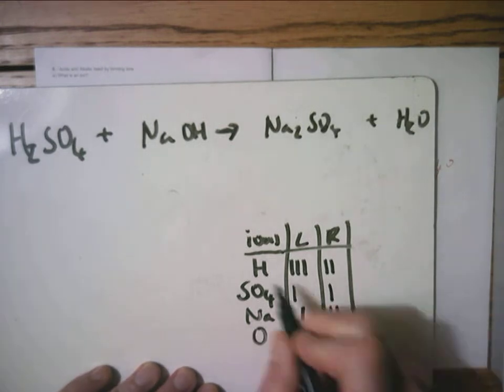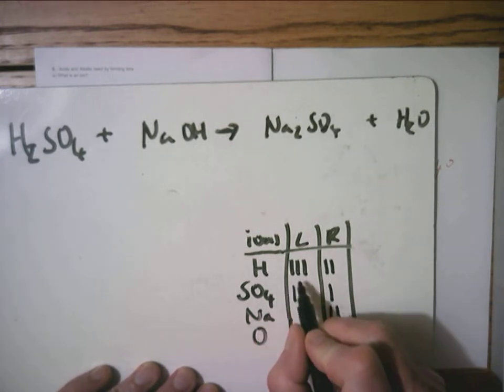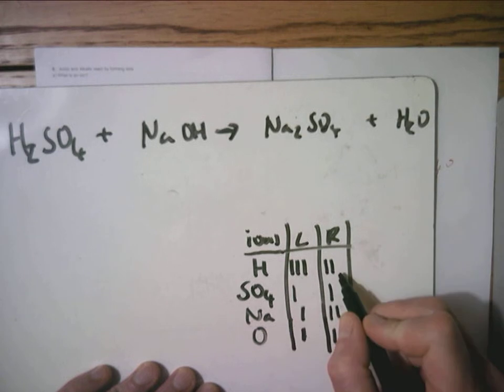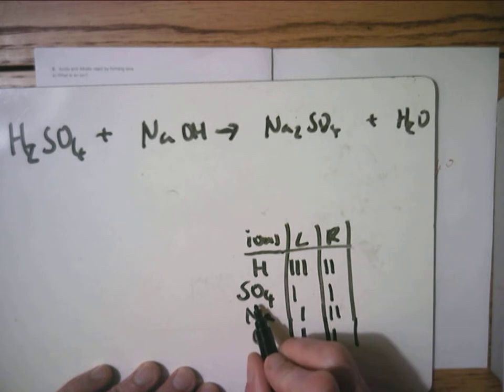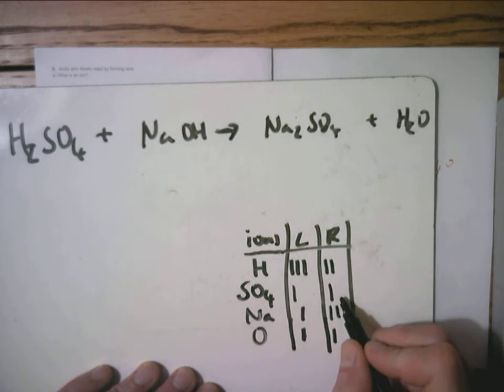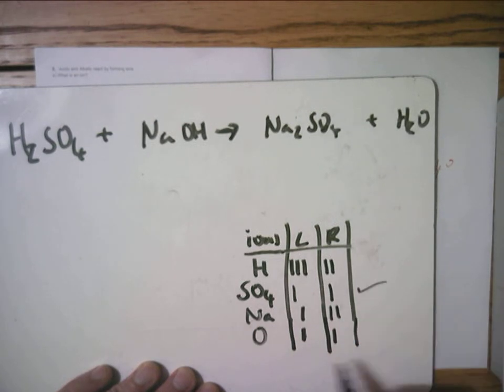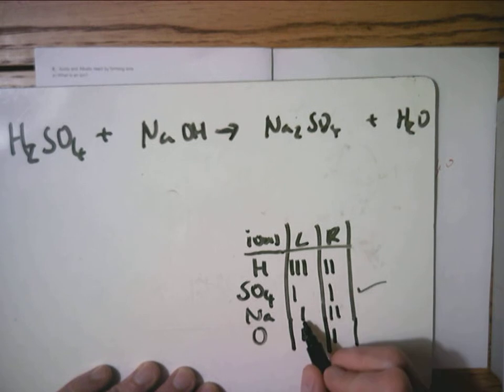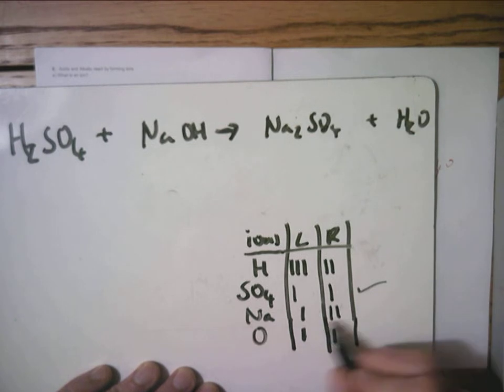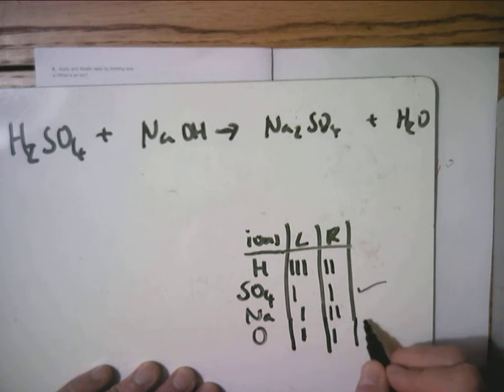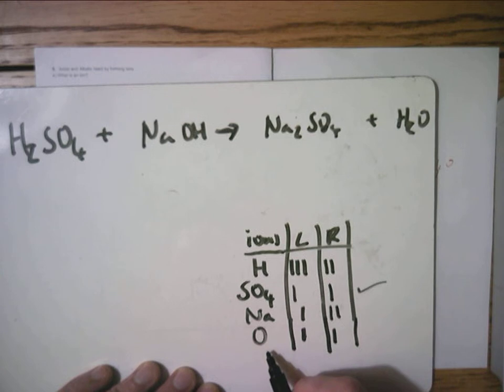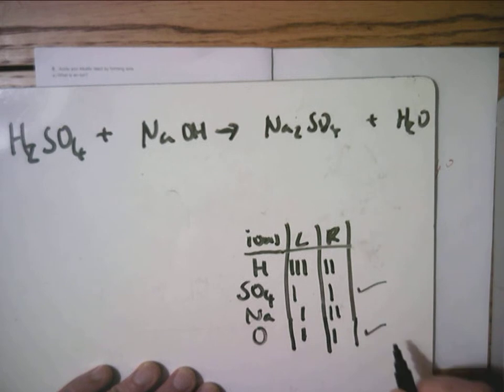Now I'm going to look at the balance. H. On the left, I've got 3. On the right, I've got 2. A hydrogen has disappeared. I can't have that. SO4s, I've got 1 on the left and 1 on the right. That's fine. We're good for that. Sodiums, I've got 1 on the left and 2 on the right. Well, I've got a sodium appearing out of nowhere on the right-hand side. That's no good. Can't have that. Oxygens, I've got 1 on the left and 1 on the right, so I'm good for that.